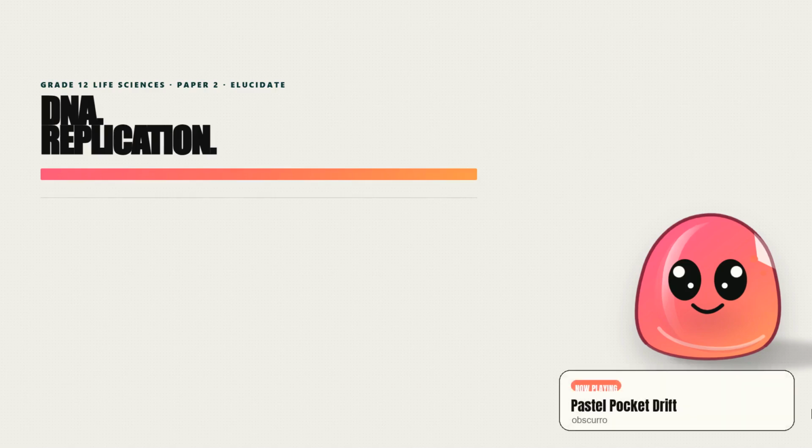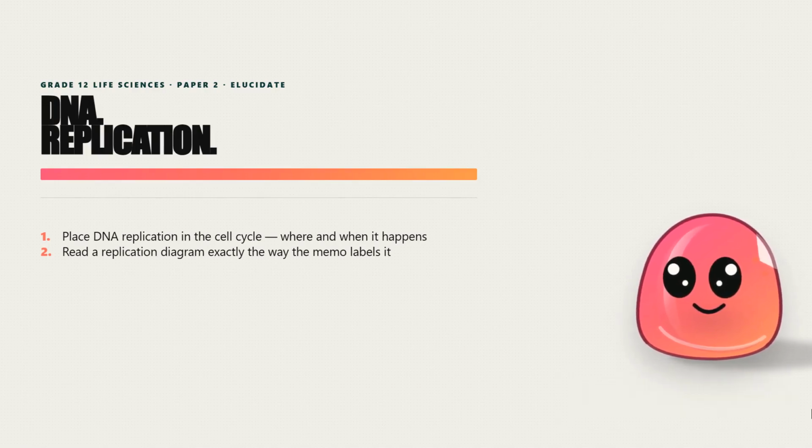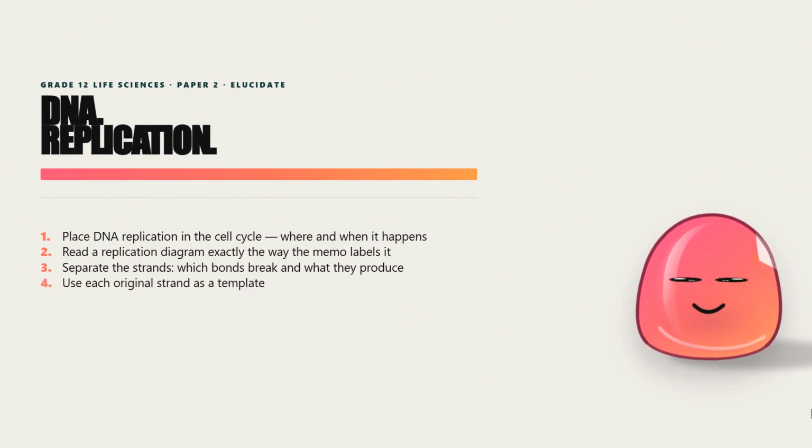This lesson is about DNA replication, how the cell copies its DNA before it divides. By the end, you'll say where and when it happens, name the bonds that break, build a complementary strand, and explain why the result matters.